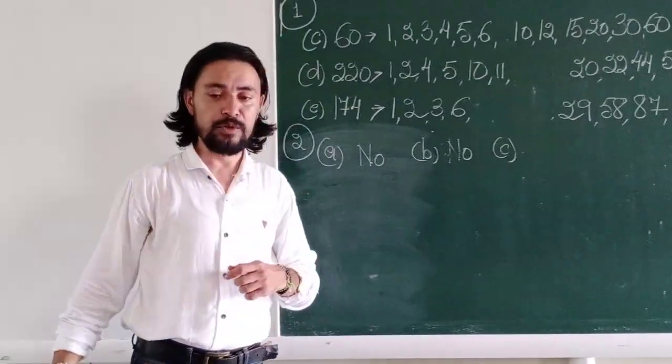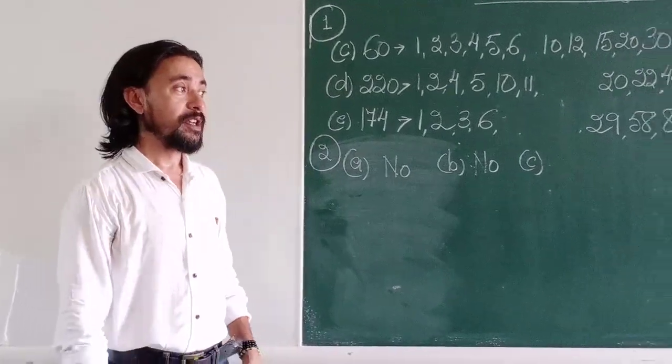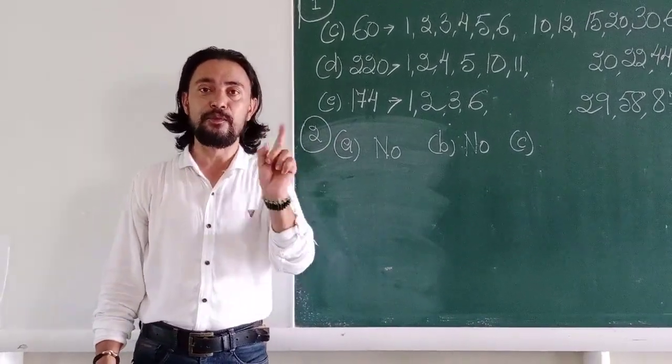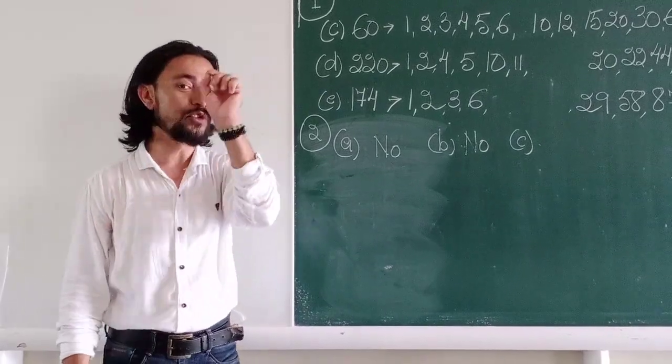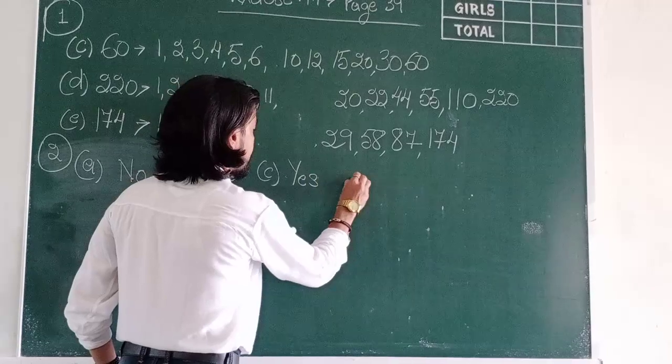Let's go to sum C. 5 is a factor of 445. Now for a number to be divisible by 5, the number should end with 0 or 5. 445 is ending with 5. So yes, it is divisible by 5. Yes.